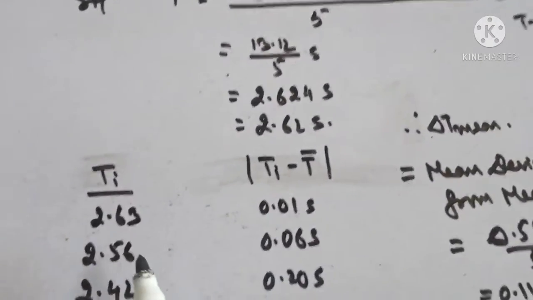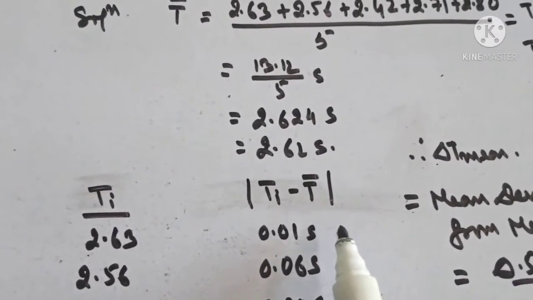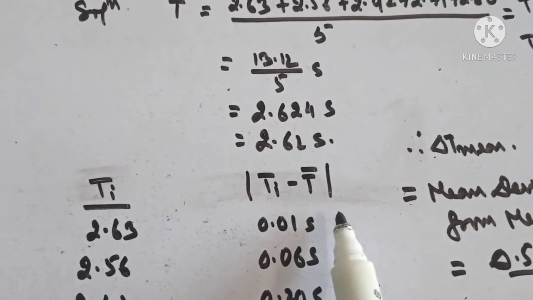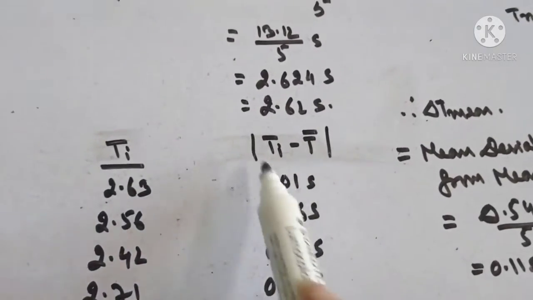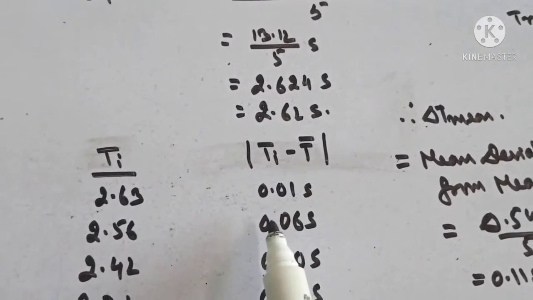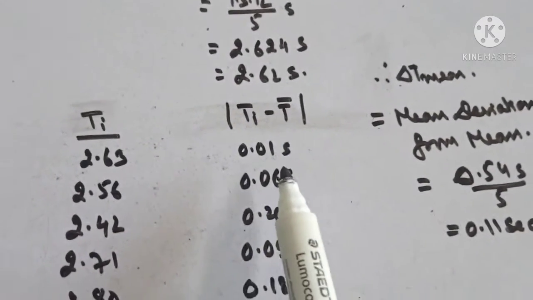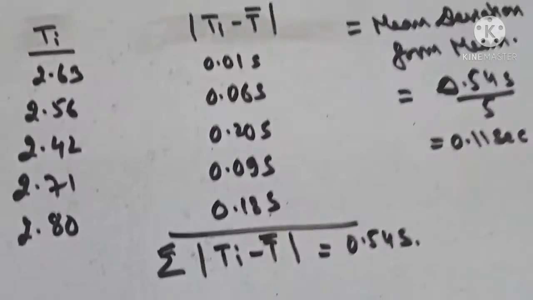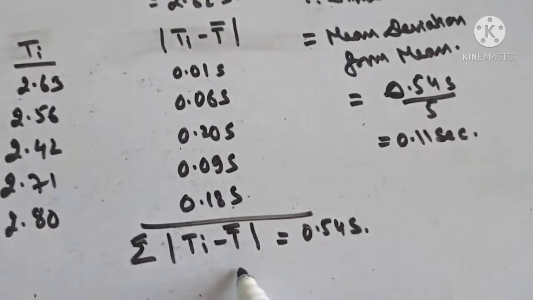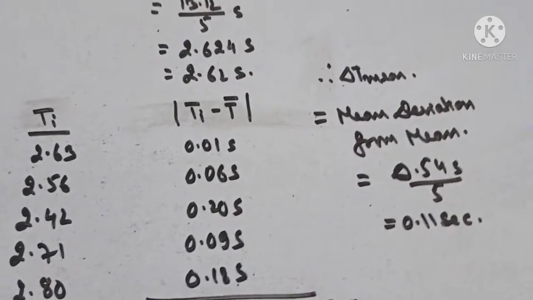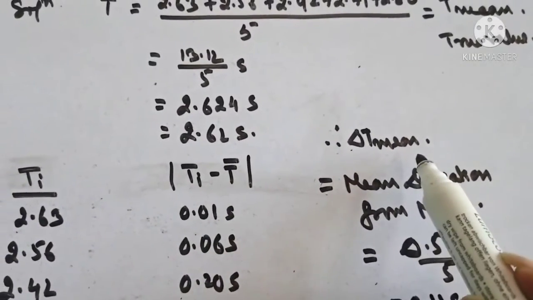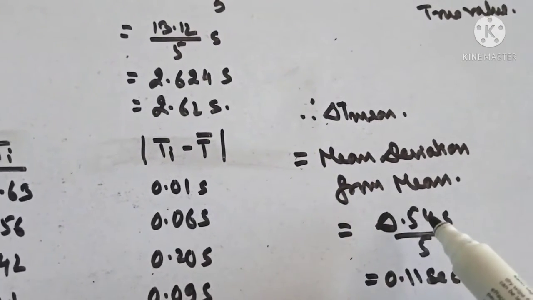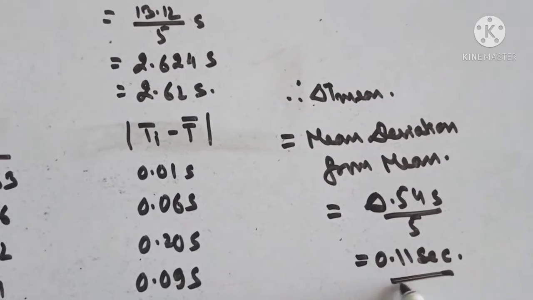Now this part is the mean deviation from mean. We take the modulus, so this is positive; we consider the positive values. When I calculated the mean deviation from mean and summed it, I got this. So this delta t mean is the mean deviation from mean, and this comes out to be 11 seconds.